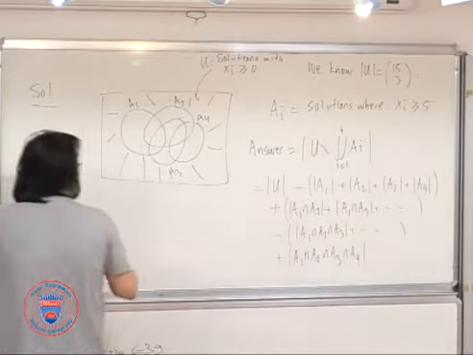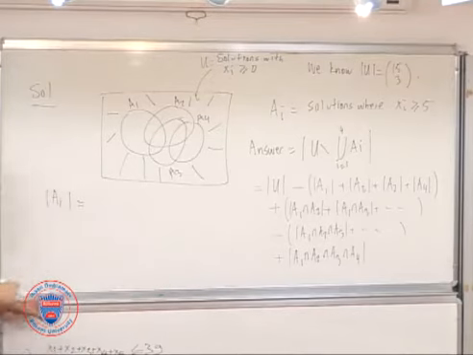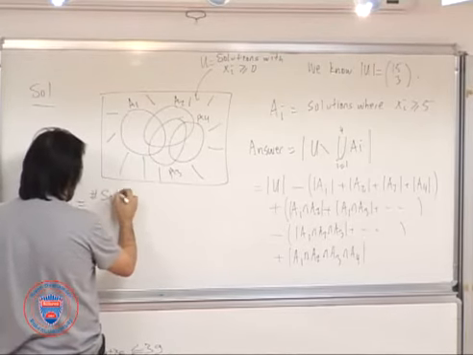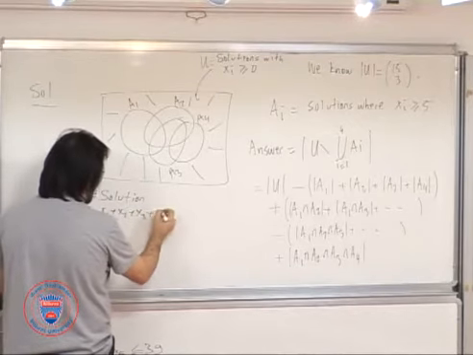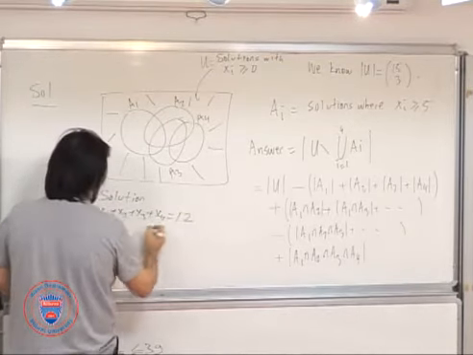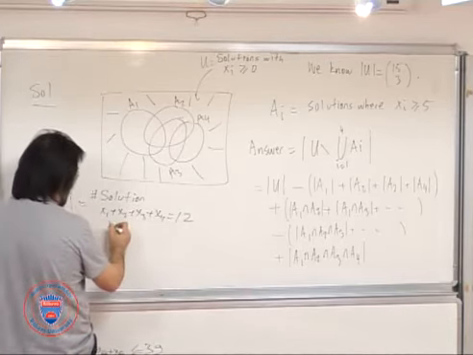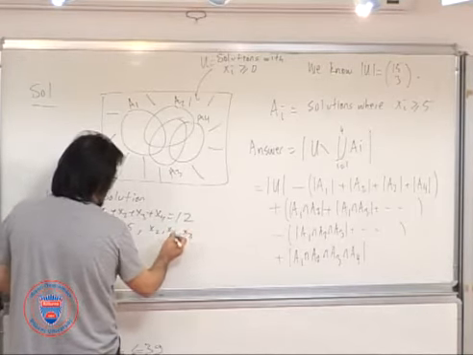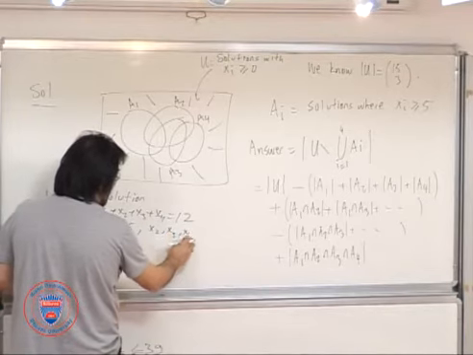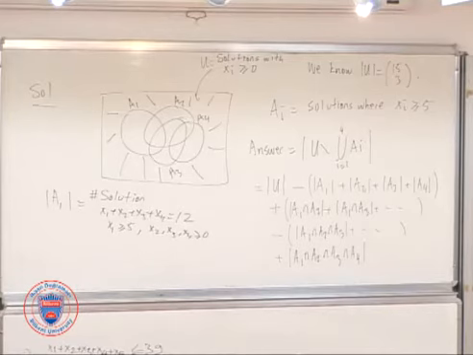Now we found that U is this, and you can count the number of elements in each of these AIs very easily. Those are the solutions. So these are the number of solutions x1 + x2 + x3 + x4 = 12, where one of them, say, let's choose x1, x1 is bigger or equal to 5, but all the other ones are just bigger or equal to 0. So there's no restriction.